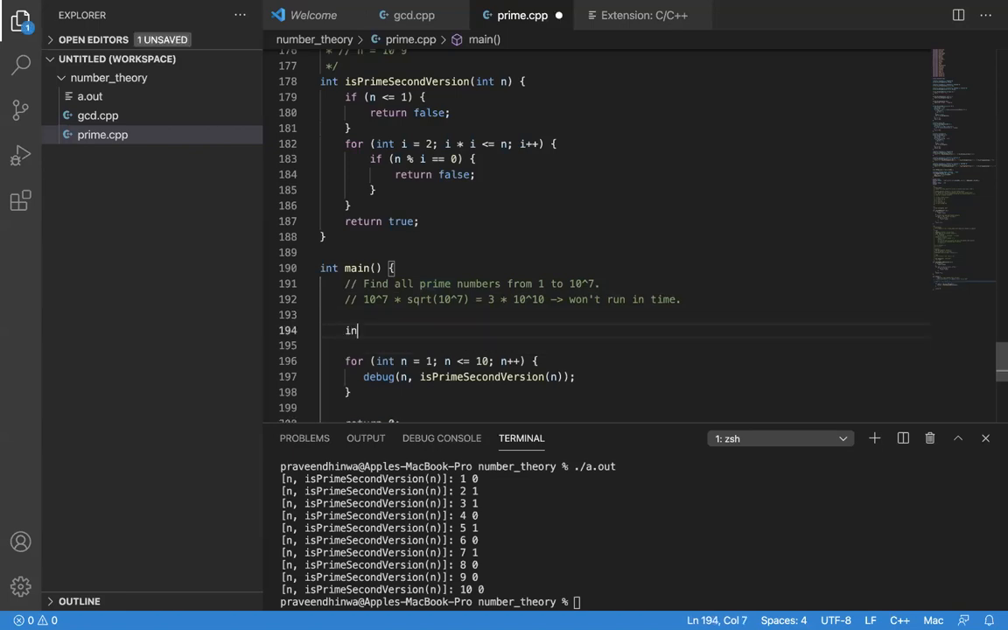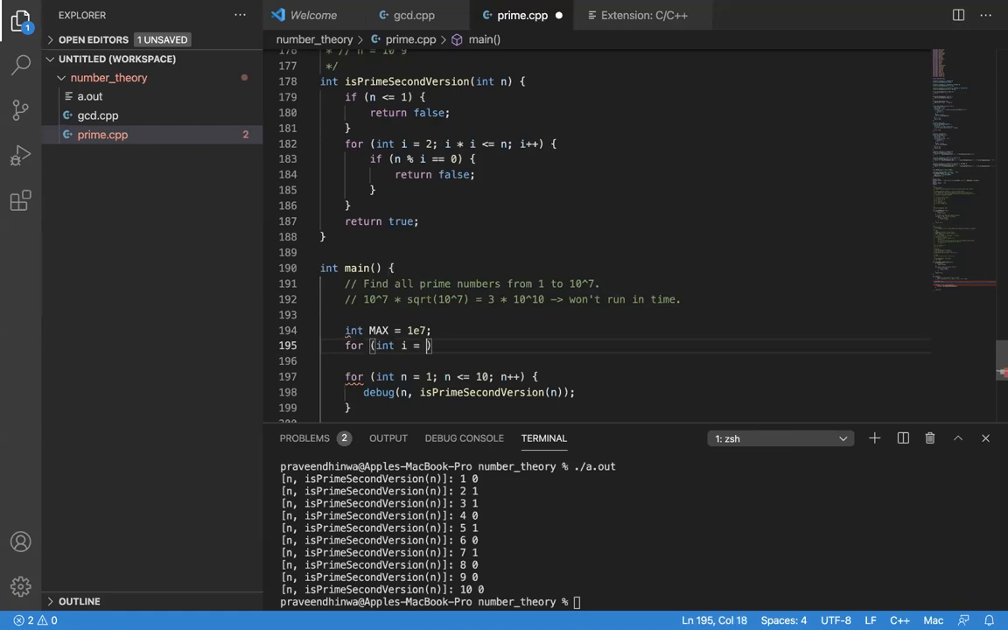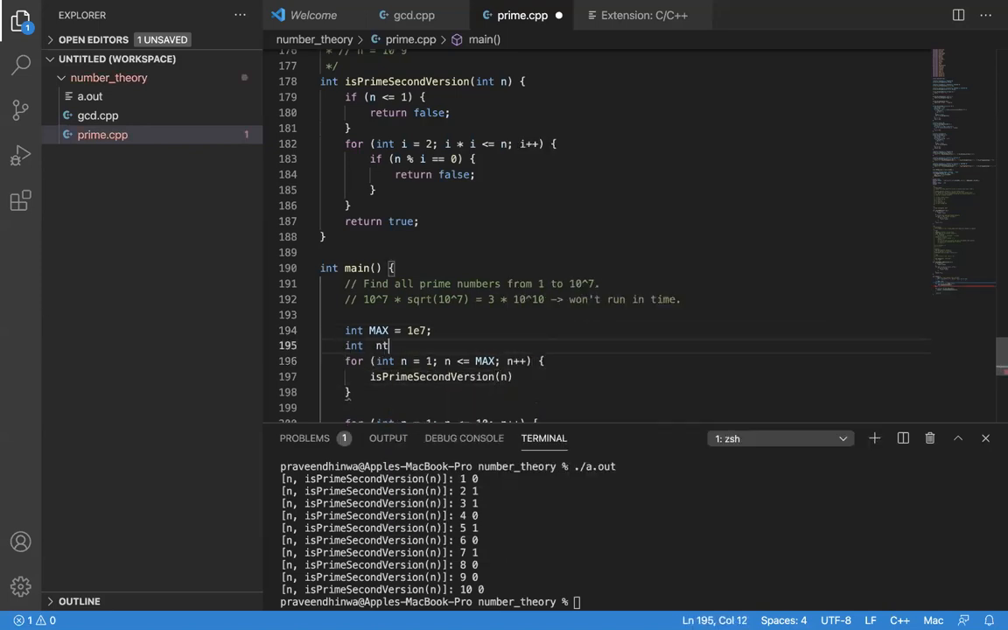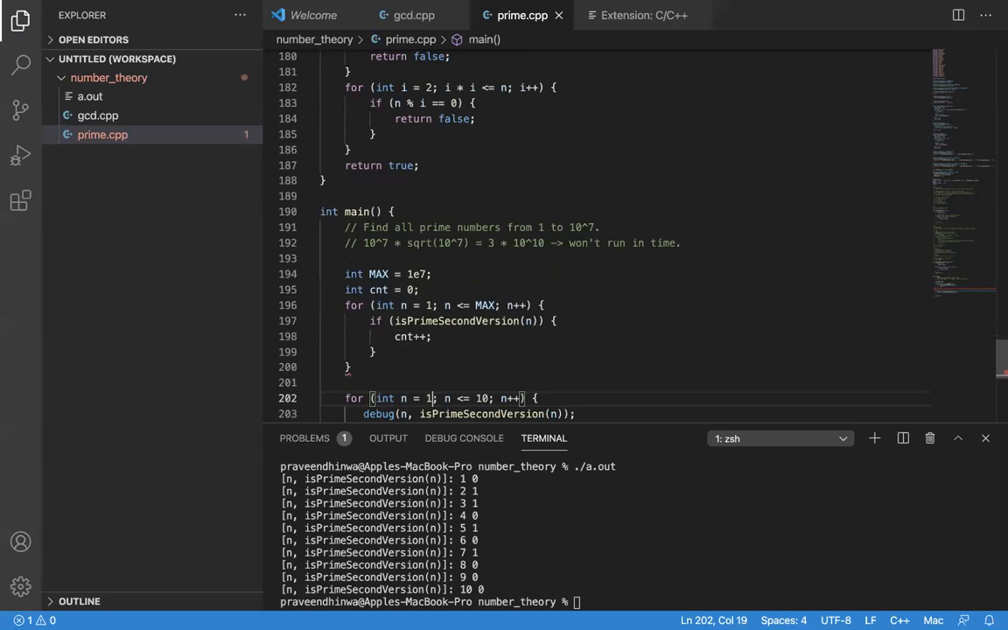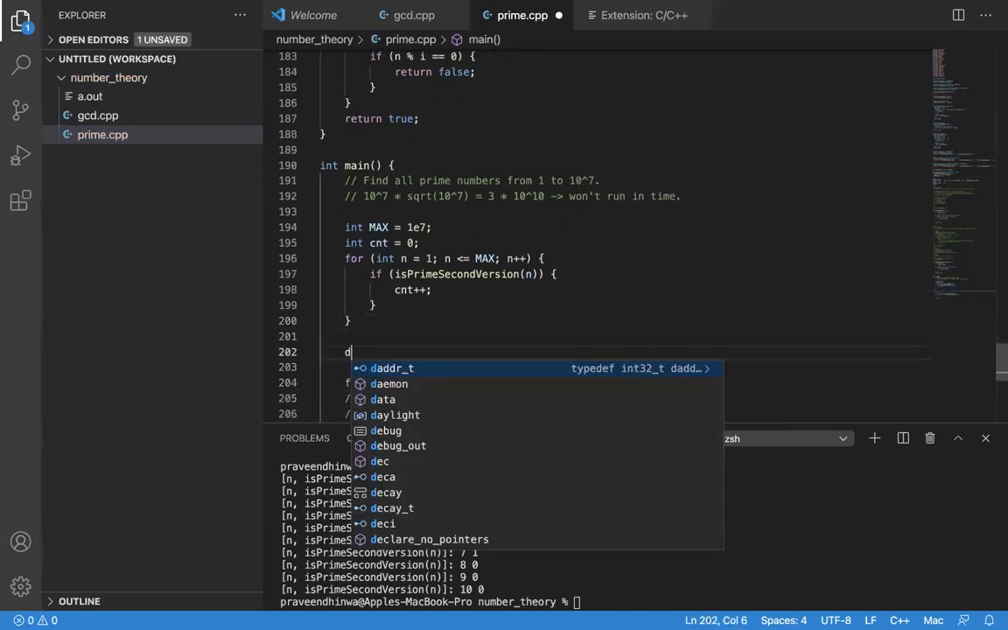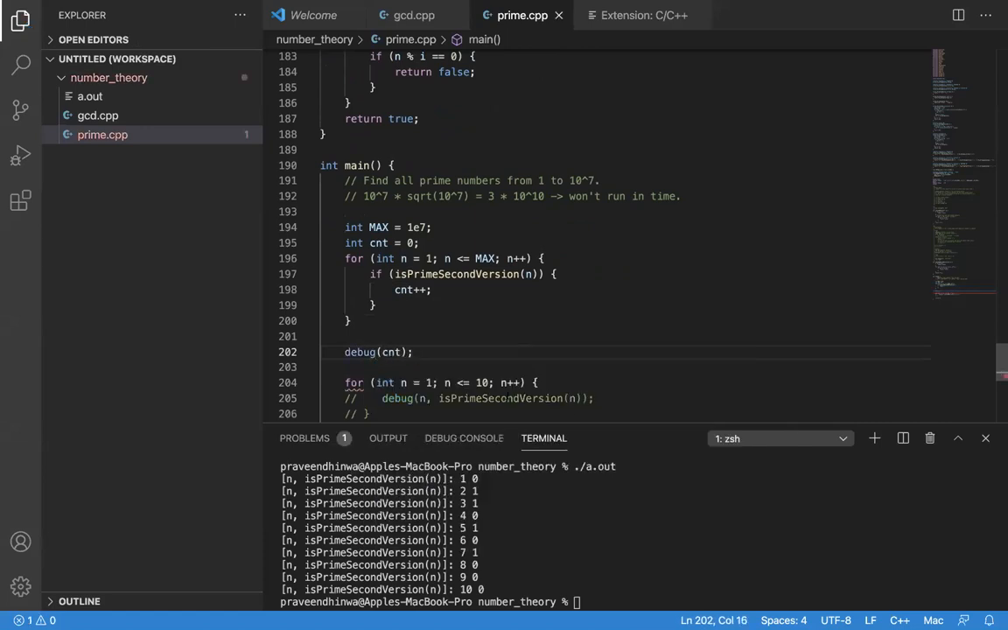Int max equal to 10 power 7. And I do for int n equal to 2, n less than or equal to max, n plus plus, is prime second version of n. So let's count all the prime numbers. Let's say count equal to 0. If this is a prime number, I will say count plus plus, and now I will just print the count. So this program will find out how many prime numbers are from 1 to 10 power 7.